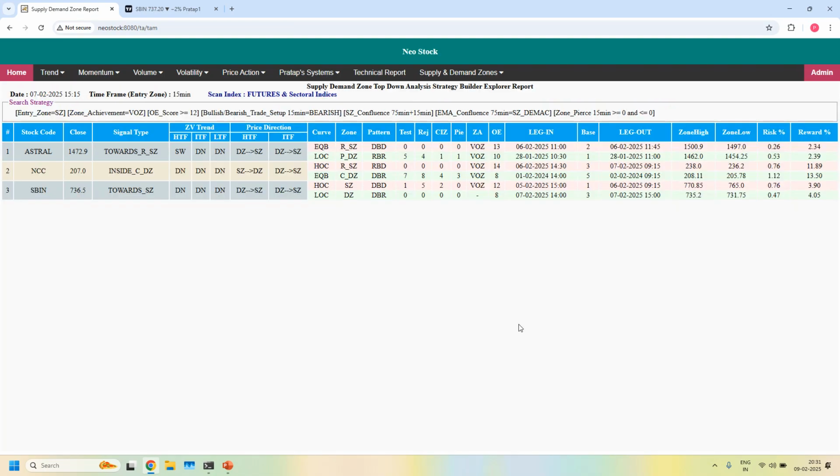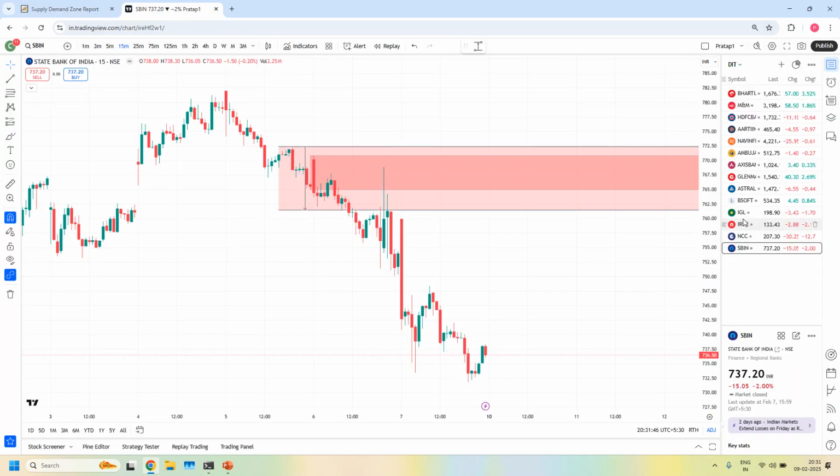Out of these 6, we got 3 stocks. So these 3 are even more high probability trade setup supported zones: Astral, NCC and State Bank of India. Let's go to the report. First one is Astral, next one is NCC. I am ordering according to this high priority. NCC and State Bank of India. These 3 supply zones are having daily EMA confluence. Let's verify whether really they are having daily EMA confluence or not.